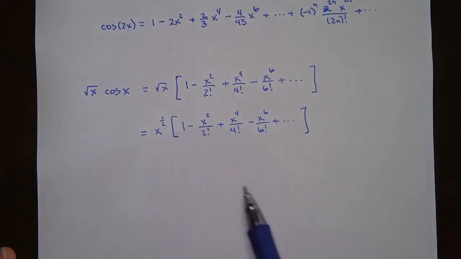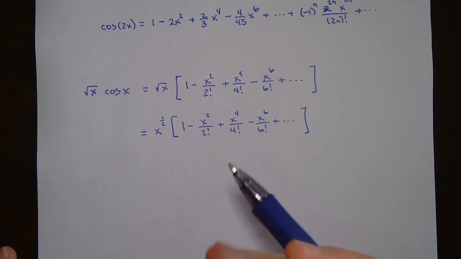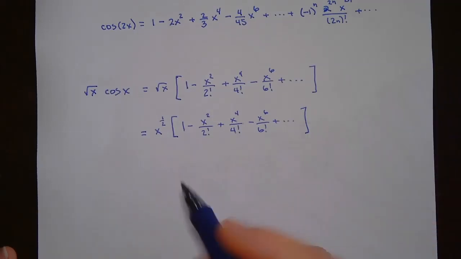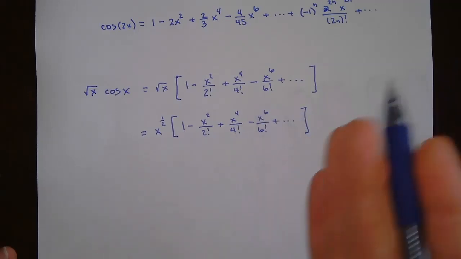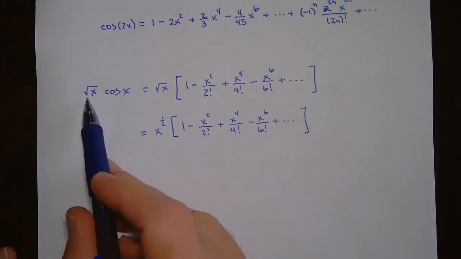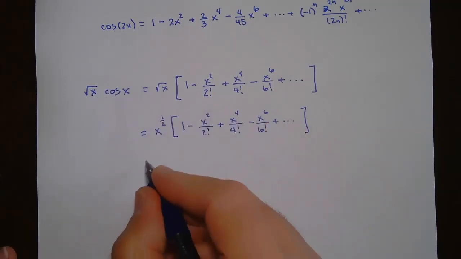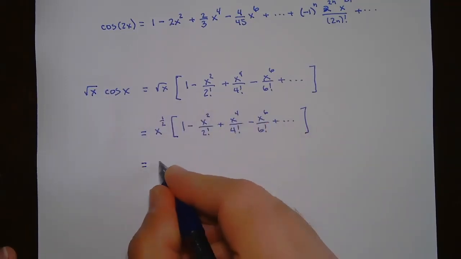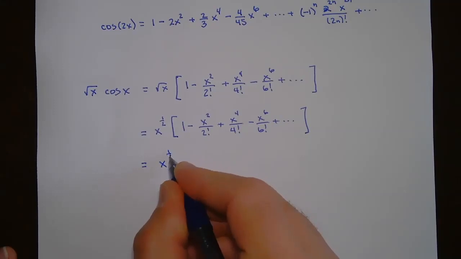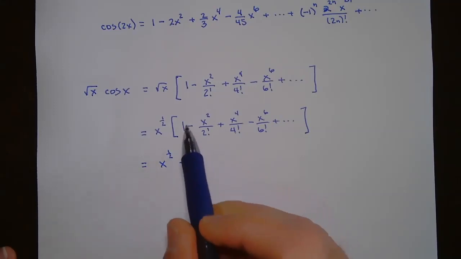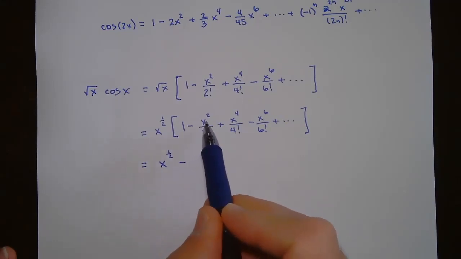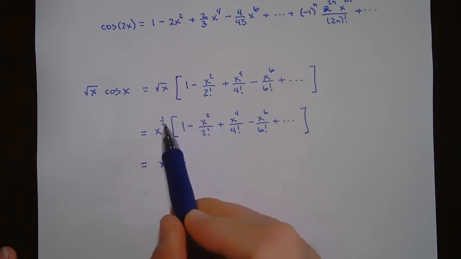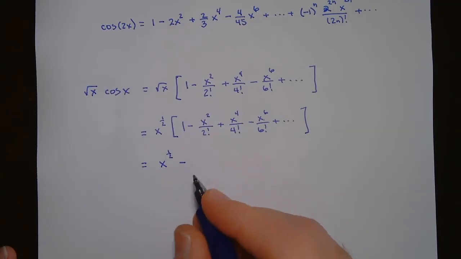Okay, so really to come up with a brand new Taylor series, Maclaurin series, we just need to distribute this x to the 1/2, and we would have a brand new series for the square root of x times cosine x. So this series would look like this. It'd be x to the 1/2 and then minus, and because we're multiplying bases that are the same, we're going to add the exponents. So this is 4 halves plus 1/2, which becomes x to the 5 halves.